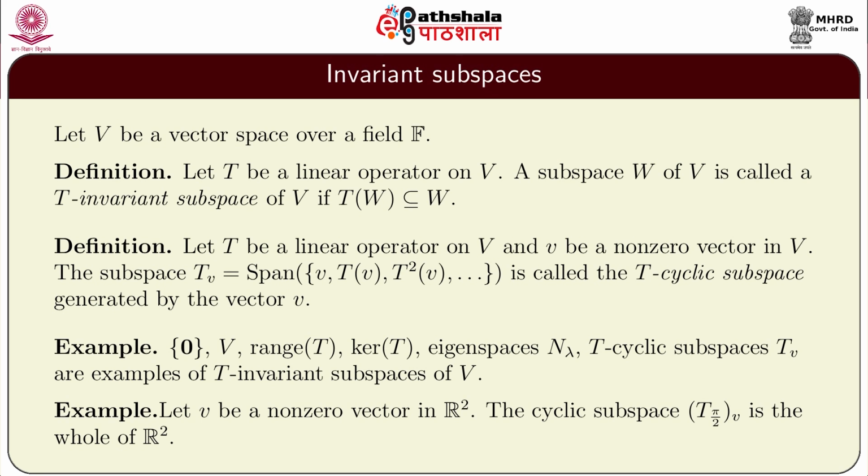Examples: the trivial subspace, that is the singleton zero vector, the whole space V, the subspace range of T, kernel of T, the eigenspace E lambda for eigenvalues lambda, and the T cyclic subspaces T v are examples of T invariant subspaces of a vector space V. And another example, if we consider the rotation operator T pi by 2, which is rotation by an angle pi by 2 in the real plane R2, and if we choose a non-zero vector v in R2, then it is easy to see that the T cyclic subspace T pi by 2 v is nothing but the whole of R2.